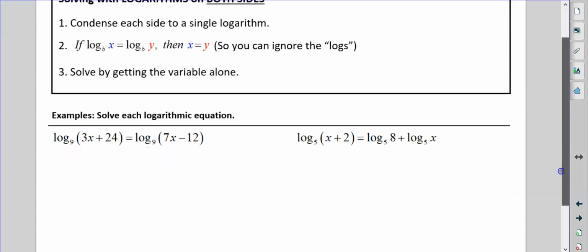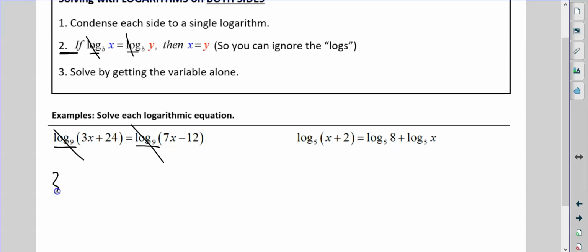All right. So the fun part about this one that makes it really easy is number 2. Once you have logs on both sides, you can just get rid of them. Okay? So in this case, start off easy. We have log 9 here and log 9 here. Same log. Goodbye. It's kind of like when you had the same base, and once you had the same base, you got rid of the bases. Same idea. So we're just going to do 3x plus 24 equals 7x minus 12.